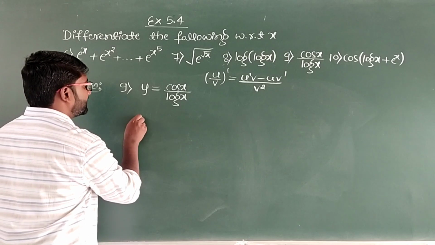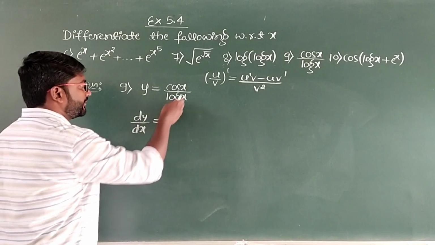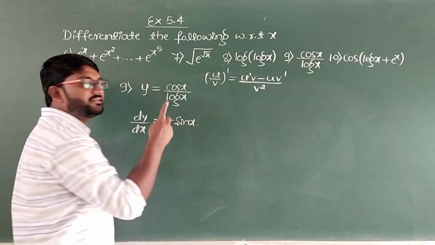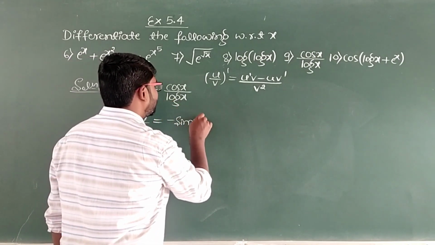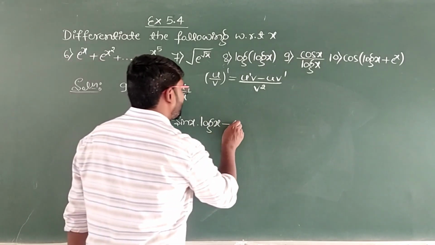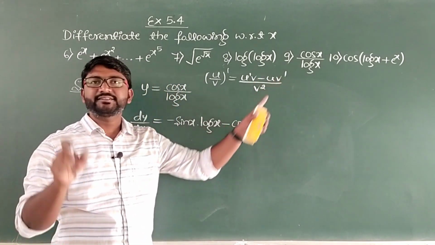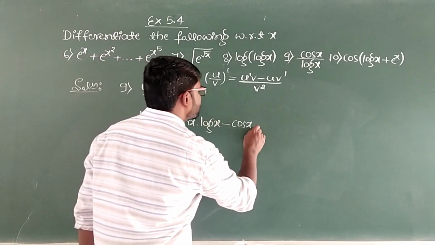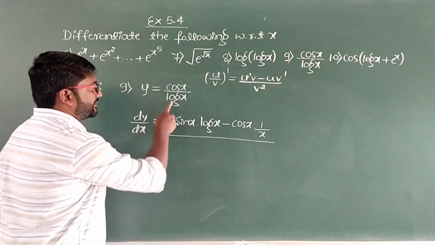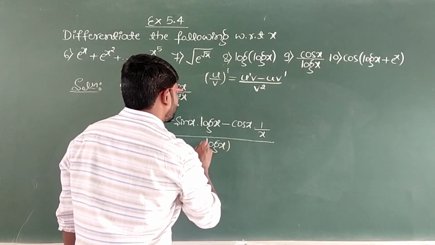So, differentiate with respect to x, we have dy by dx, which is equals to derivative of cos x will be minus sin x. Then into, write the denominator as it is, log x I will be writing it as it is, then minus. Now, write the numerator as it is, cos x must be written as it is. Take the derivative of the denominator, v dash indicates derivative of the denominator. Derivative of log x will be 1 divided by x, then whole divided by v square, that is log x the whole square.